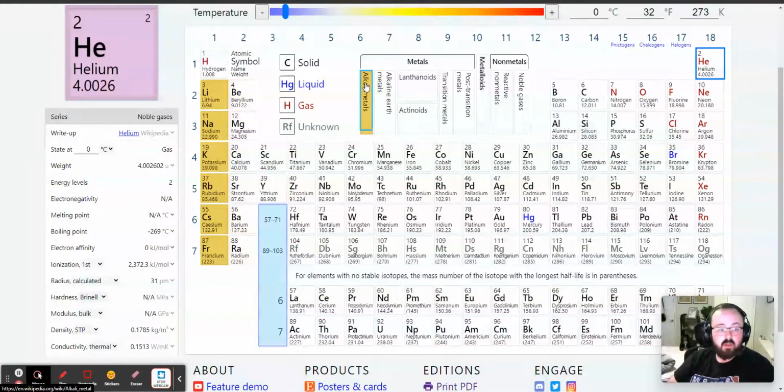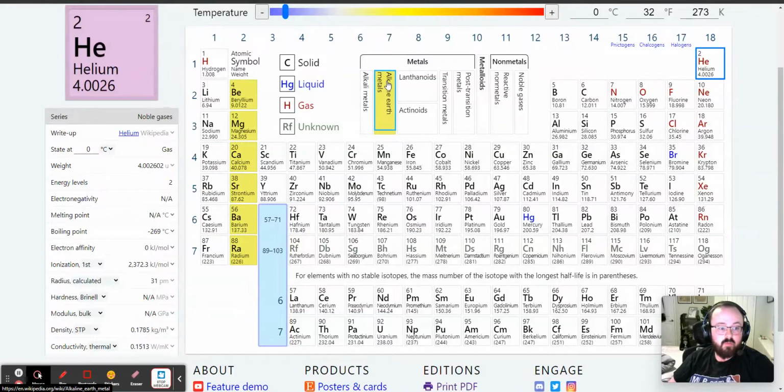These are group 1s. So we're talking lithium, sodium, potassium, rubidium, cesium, and francium. Hydrogen is a gas, so it does not act as an alkali metal. It's kind of an outlier. But this is group 1. The alkaline earth metals are group 2, from beryllium down to radium.